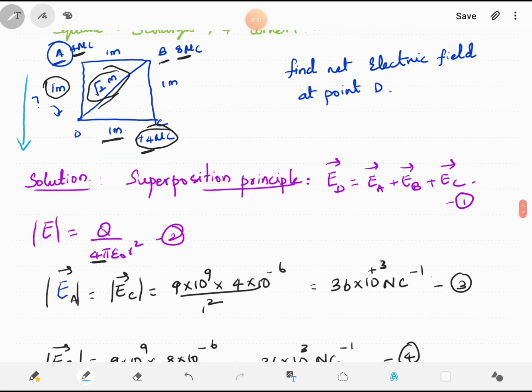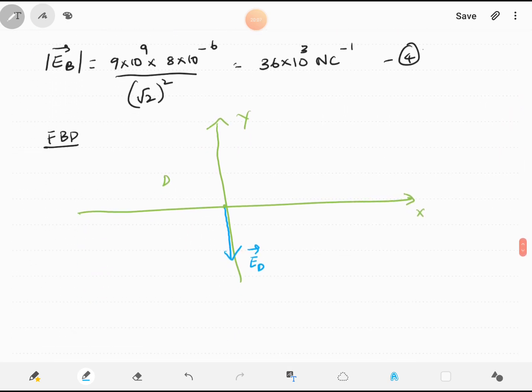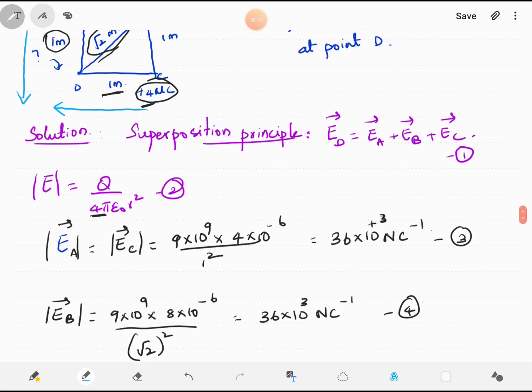Now one can find the electric field due to C, which is along the negative x-axis. So clearly this is along the negative x-axis. So we should call that the electric field due to C.